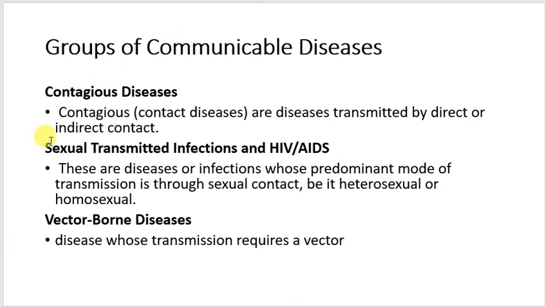The second group is sexually transmitted disease and HIV/AIDS. This is a disease which can be transmitted from one person to another person through sexual contact. And sex can be heterosexual, sex between men and women, and homosexual, men with men or women with women. So in STI, the most common or predominant way of transmission is through sexual contact.